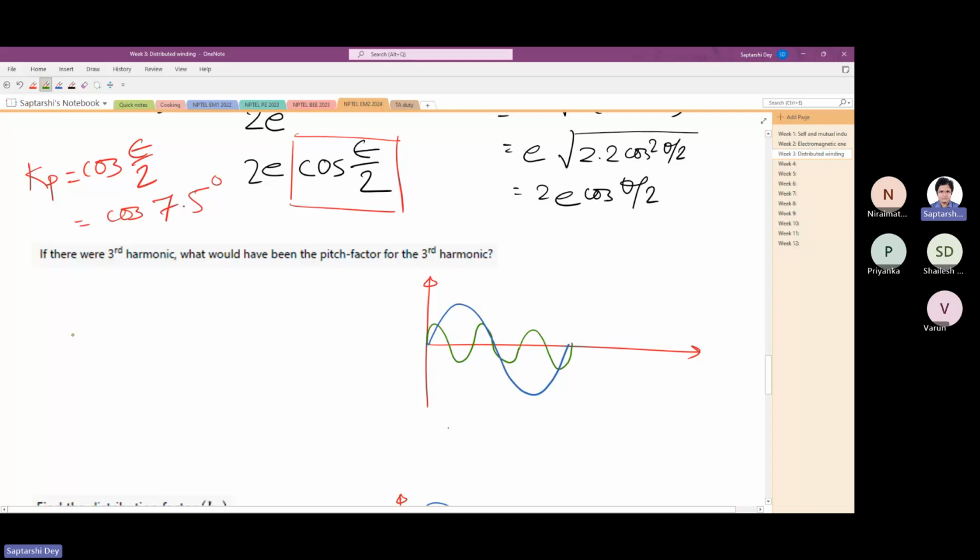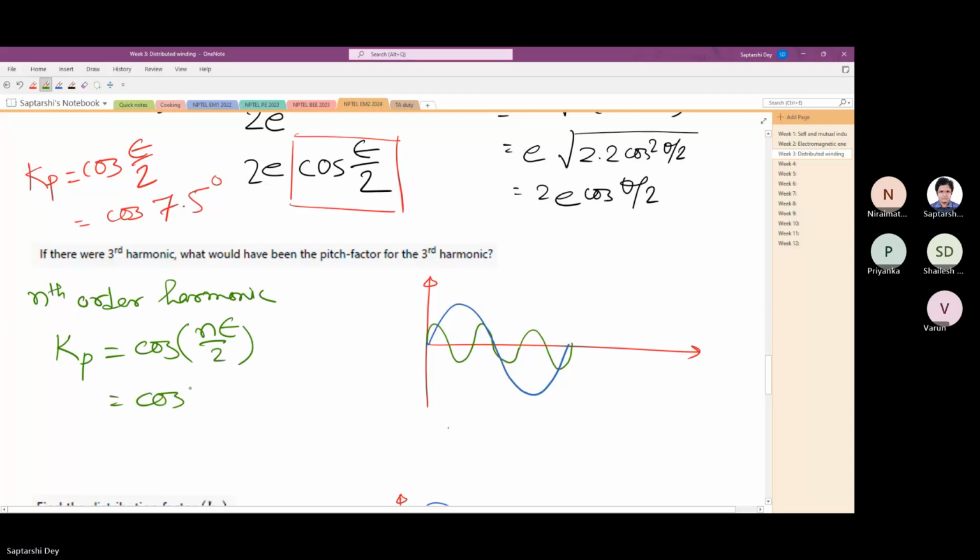Okay, I will first give you the formula. If it is say nth order harmonic, then pitch factor is given by cos n sigma by 2. So we found out it is cos 7.5 degree before. So in this case, it will be cos 22.5 degree. That is the answer. Let us see if we can find out here.